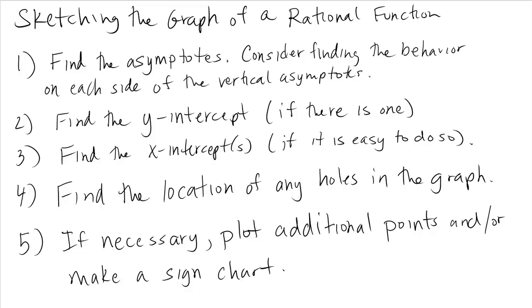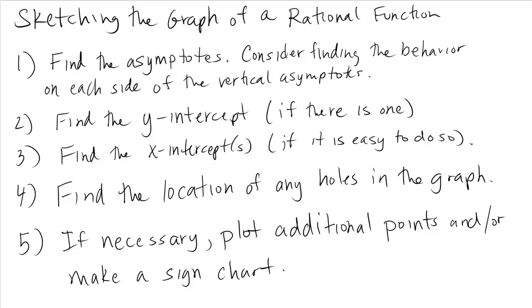It's always nice to have a couple of points on the graph, so I would find the y-intercept if it has one. If the function is not defined at 0, there might be a hole in the graph or an asymptote there. But if you can plug 0 in for x, I would do that and figure out where the y-intercept is. I'd find any x-intercepts if it has any, and if it's easy to do.